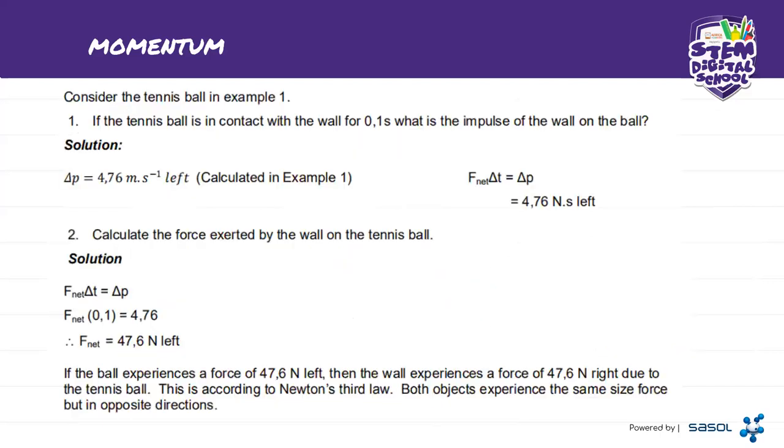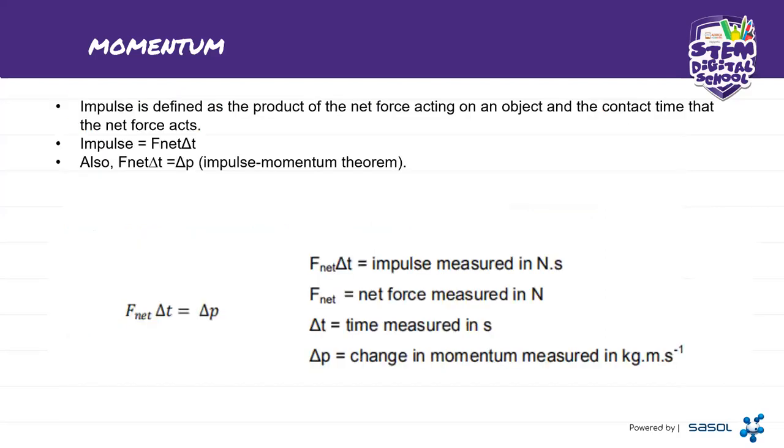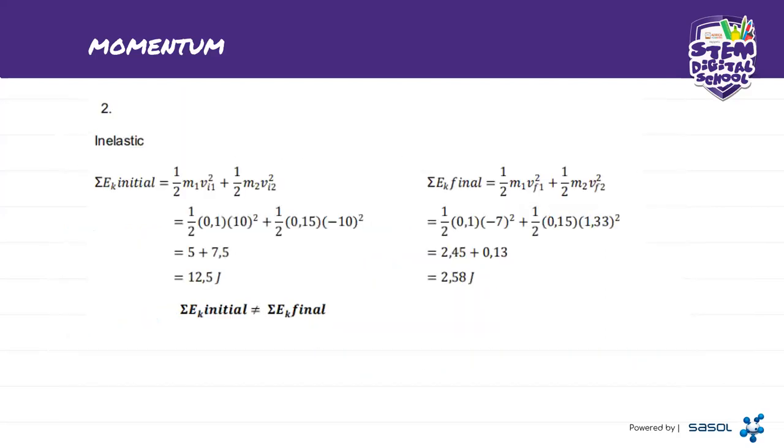Okay, just too quick. So now it says here, consider the tennis ball in example 1. If the tennis ball is in contact with the wall for 0.1 second, what is the impulse of the wall on the ball? Okay, so we've got your tennis ball, it gets into contact with the wall for 0.1 second. What is the impulse on the wall? Because we're still considering what we did in example 1.